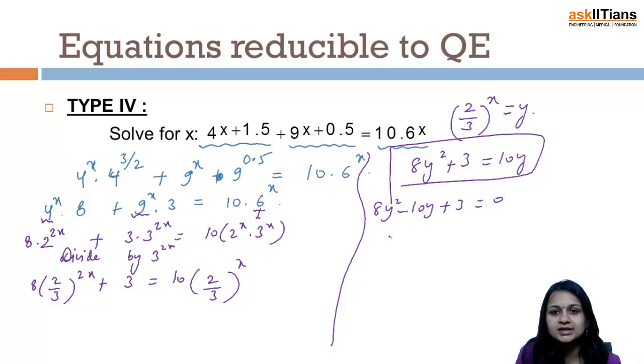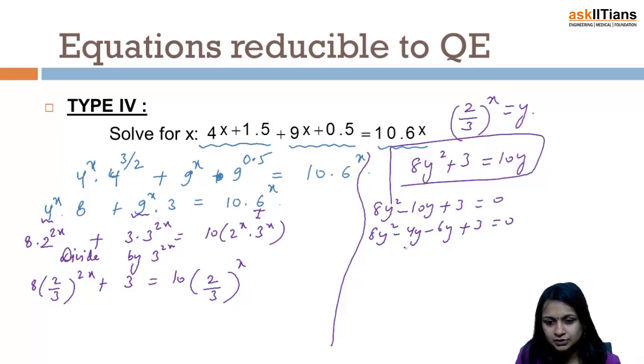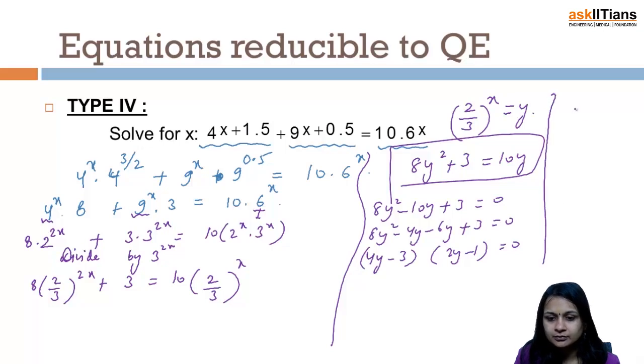So we have 4 and 6 as the roots. So 8y square minus 4y minus 6y plus 3 equal to 0. So here I can take 4y common and here I can take 3 common. So we have 2y minus 1. So we have two solutions, y equal to 4 by 3, and we also have y equal to half.